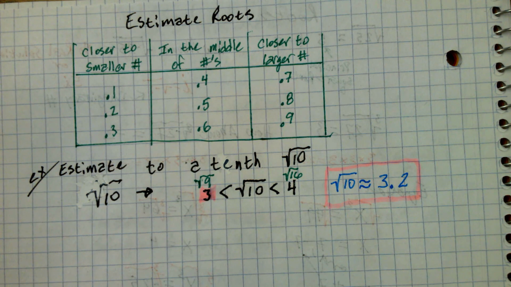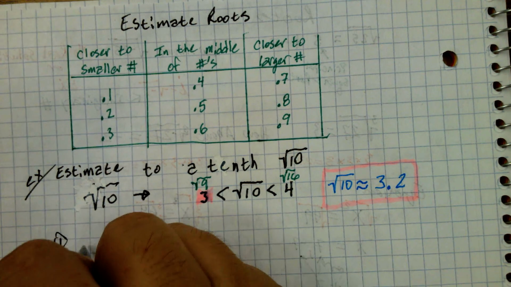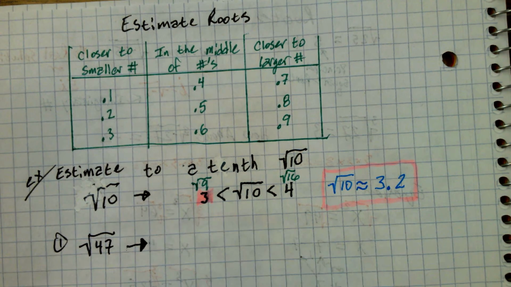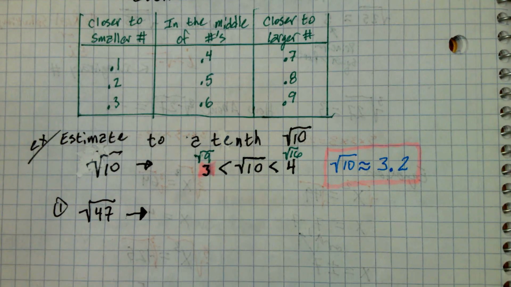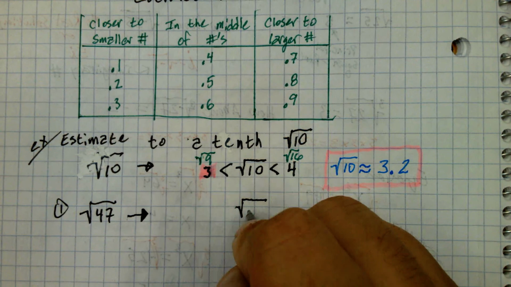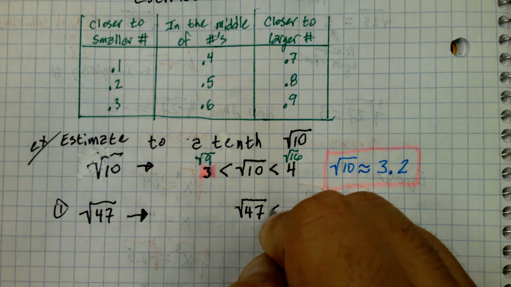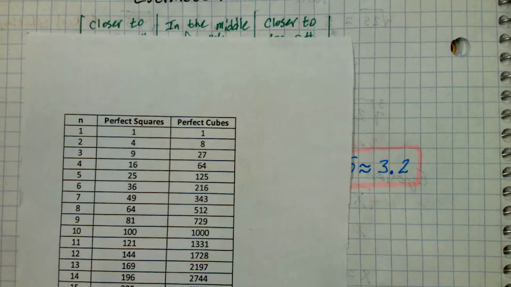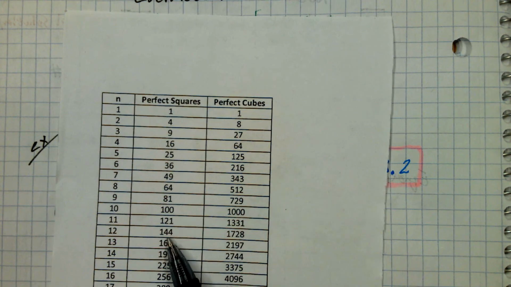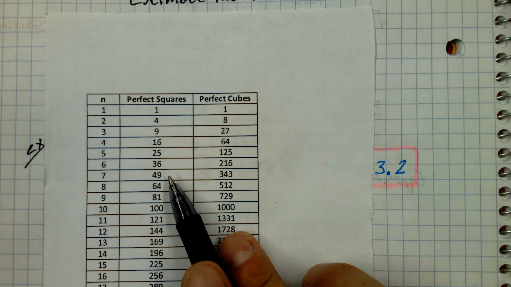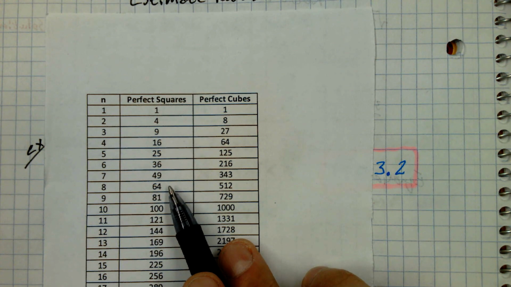Let's do square root of 47. So again, we're going to take that square root of 47 and pinch it in between two values. We're going to get it in between two square root values. So 47 is our target. Look at your squared numbers. 47 is between what two numbers? 49 and 64. Uh, 36 and 50. Yeah, it's 36 and 49. 49 and 64 would both be too big.